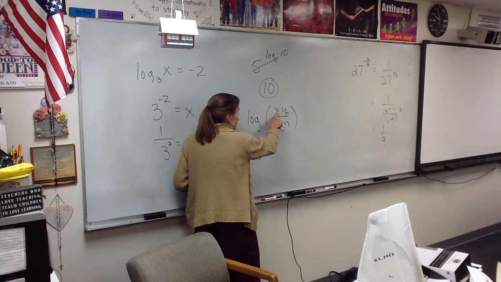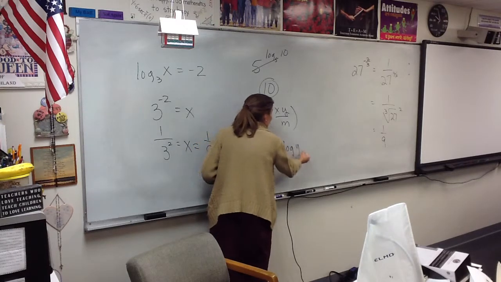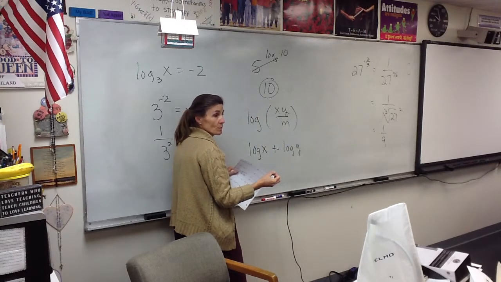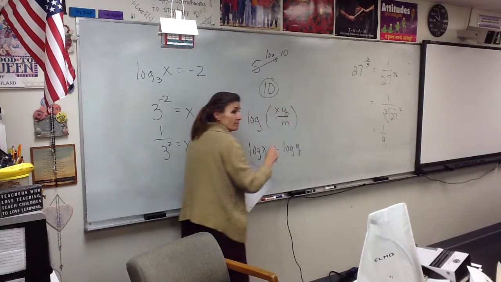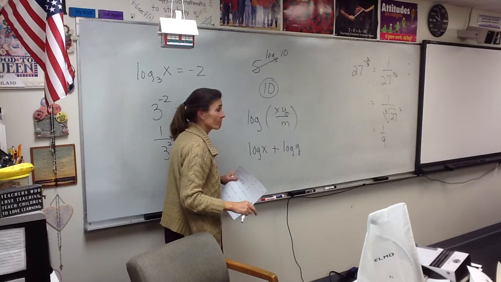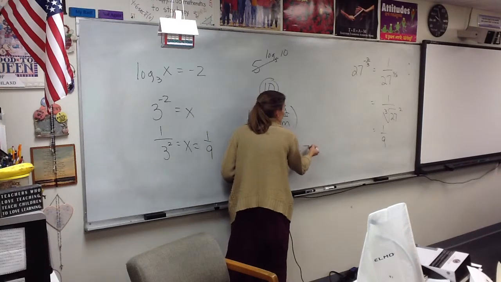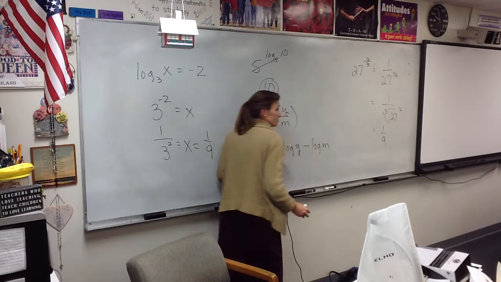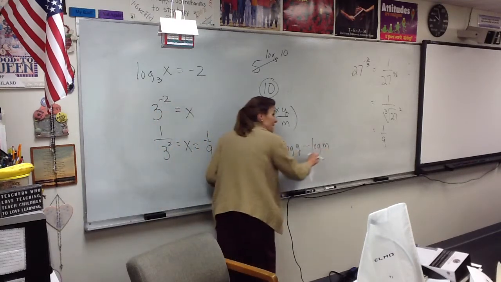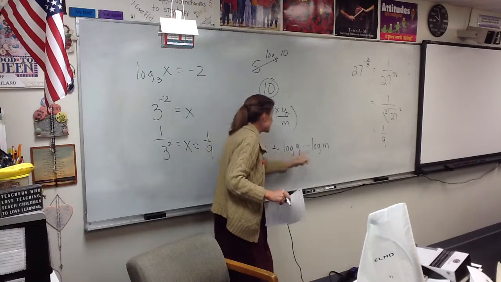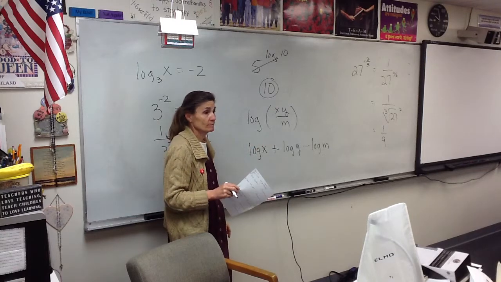The log of x plus the log of y. Why am I adding? Because it's multiplication, because that got multiplied right there, right? And then how am I gonna handle this? Minus the log of m. Think about it, if you squished all this back together, wouldn't you multiply these and divide that? We're just doing the opposite, we're pulling it apart.